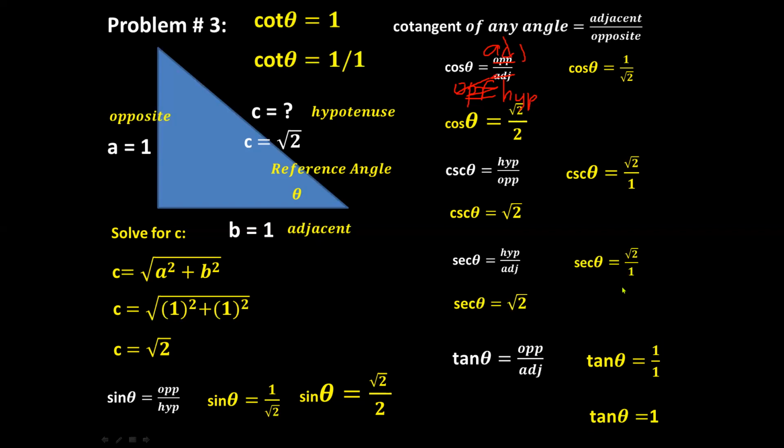Kumpleto na ang ating other 5 trigonometric functions. From sine theta is equal to square root of 2/2. Cosine of theta is square root of 2/2. Cosecant of theta is square root of 2. Secant of theta is equal to square root of 2. Tangent of theta is equal to 1. Including our given na cotangent theta is equal to 1. We all have now the 6 trigonometric functions. Okay, may value na ngayon ang other 5 trigonometric functions ng ating given na cotangent theta is equal to 1.